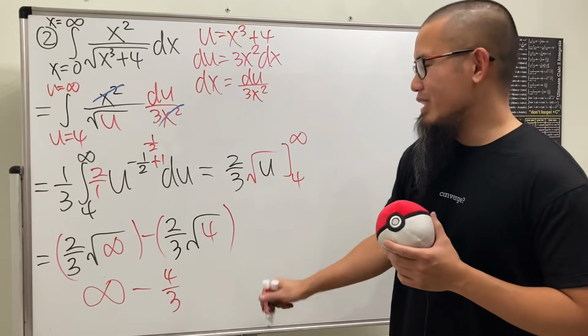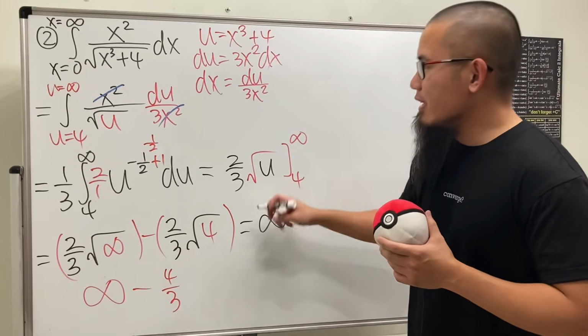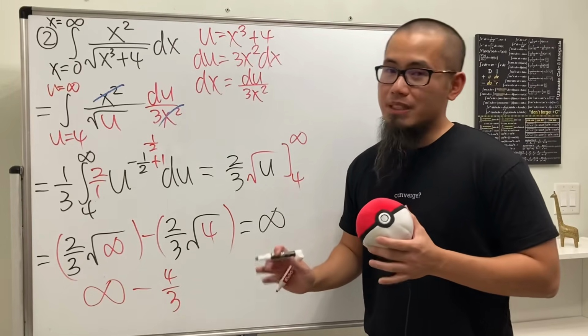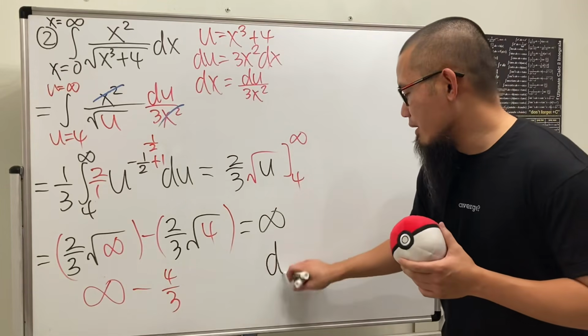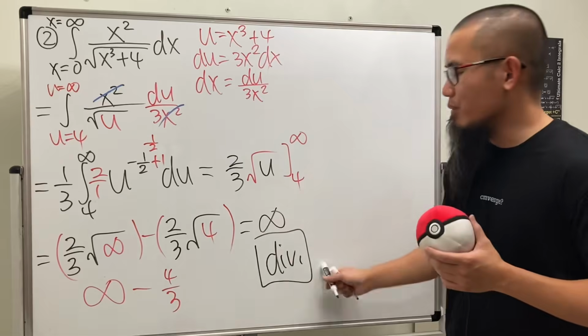But guess what? This is still infinity. And you can say this right here diverges to infinity. That's okay. But I would just say this right here diverges. And that's all. That's all you have to mention.